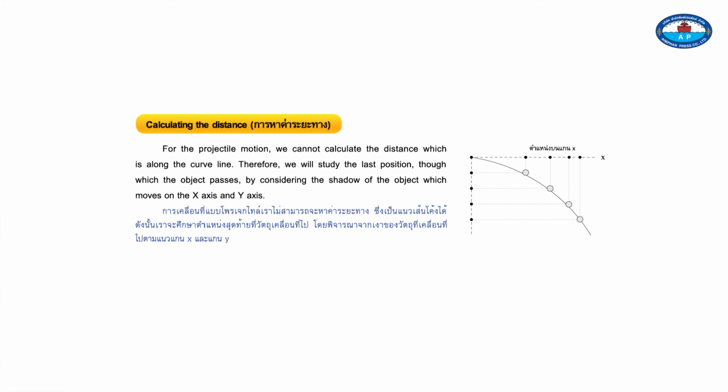Calculating the distance. From the projectile motion, we cannot calculate the distance along the curved line. Therefore, we will study the last position through which the object passes by considering the shadow of the object which moves on the x-axis and y-axis.